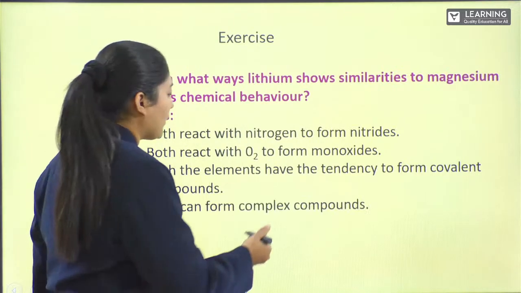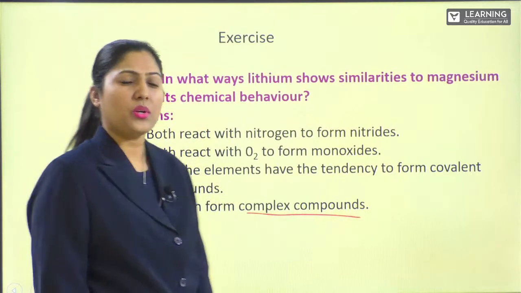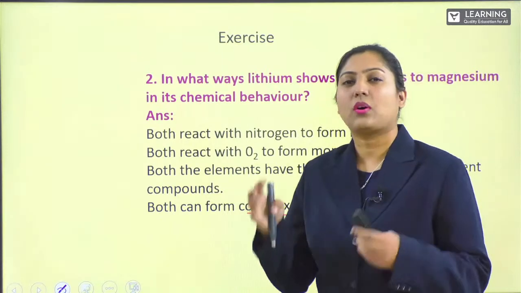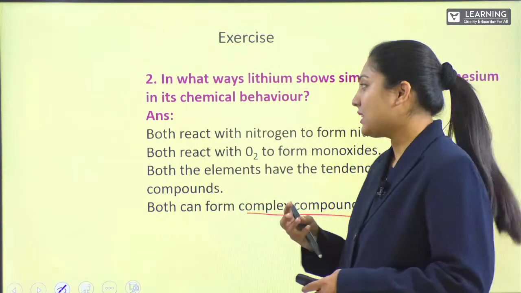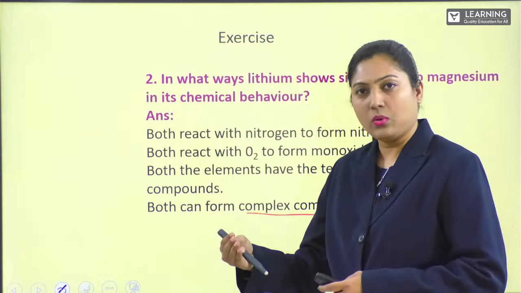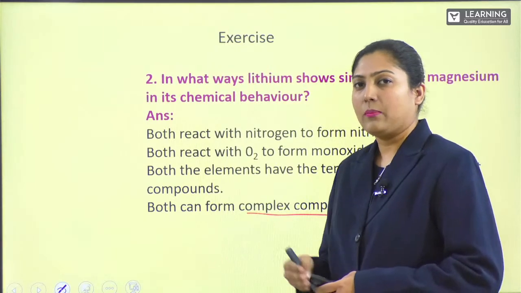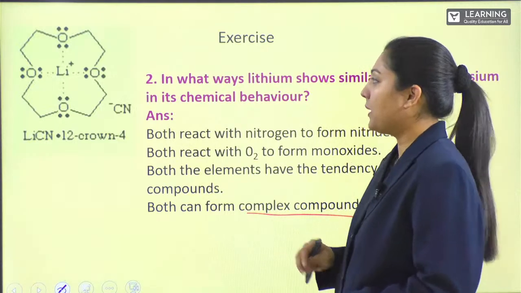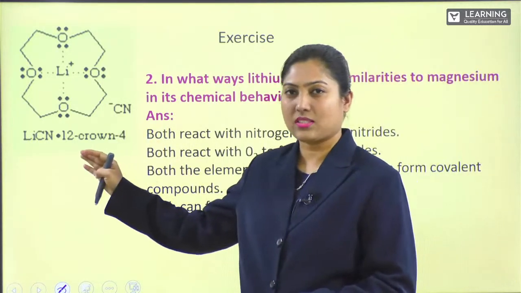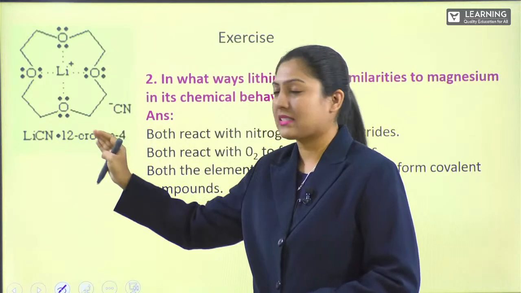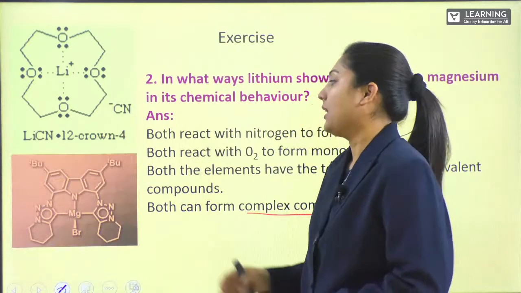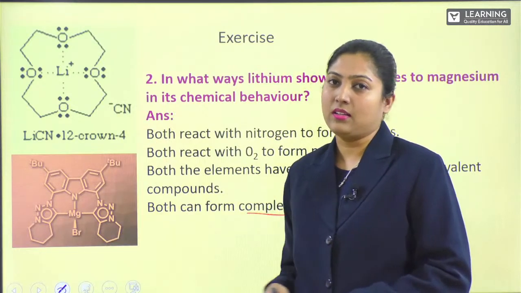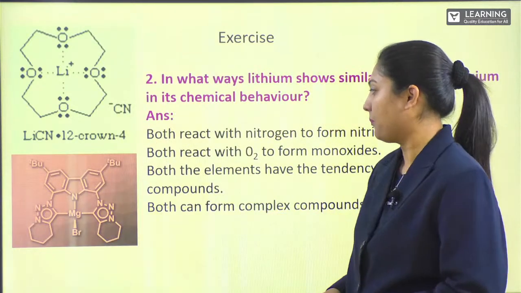Next, both can form complex compounds. What do you mean by complex compounds? It means they can form coordinate compounds, which form a complex that is not just reacting with one or two atoms or molecules. Instead, it forms the complex with more than them. The complex will be like this. You can consider the lithium complex as this, just an example of that. And this is the magnesium complex, which is useful in our biological terms.